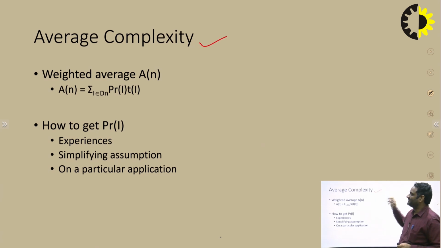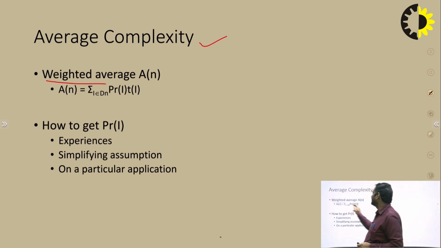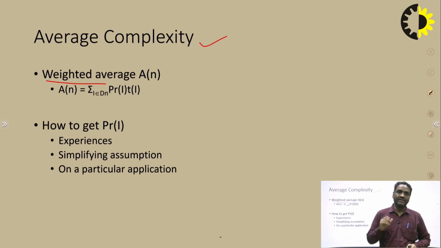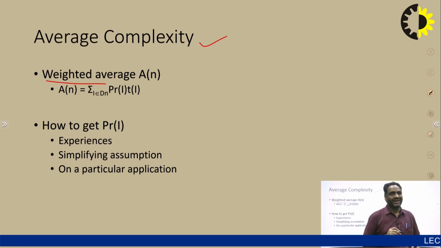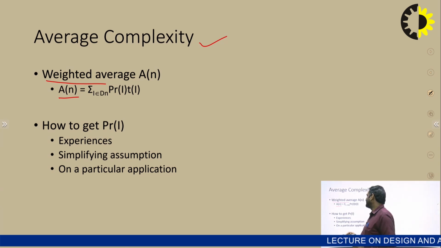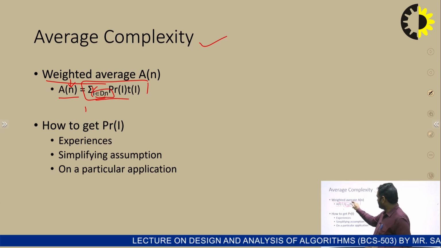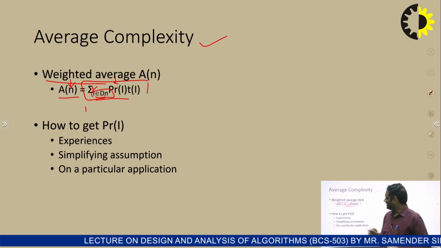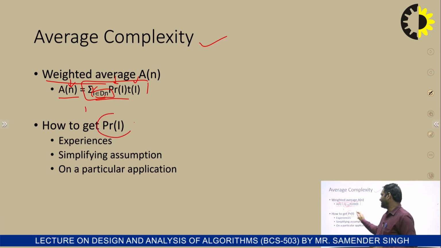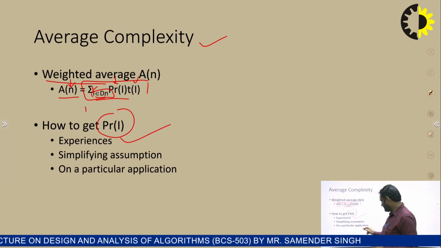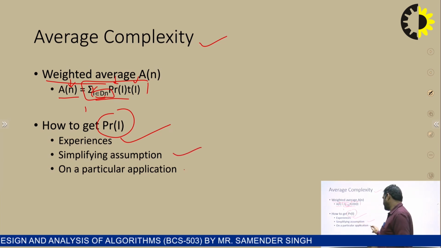Then we have the second complexity, that is average complexity. Here we are focused on the average case scenario, in which we consider the case where we utilize average time for solving the problem. Suppose this is an average case having n inputs. Again we use the summation sign sigma, where i belongs to the set of inputs, and Pr(i) means the probability of i taking time Ti. How do we get the probability of i? That is by experience, simplifying assumptions on a particular application.